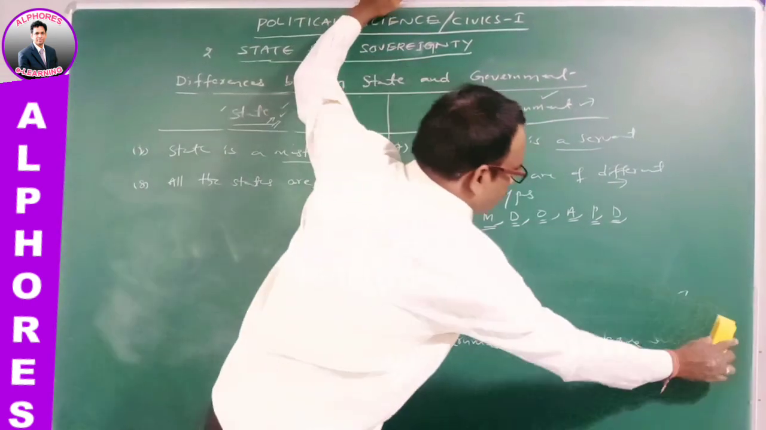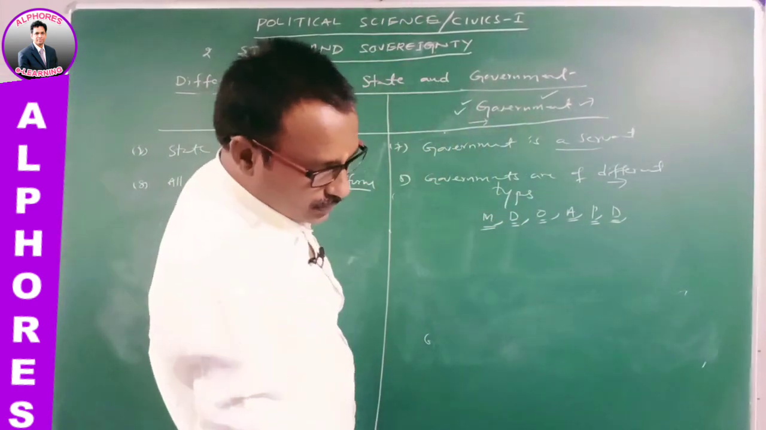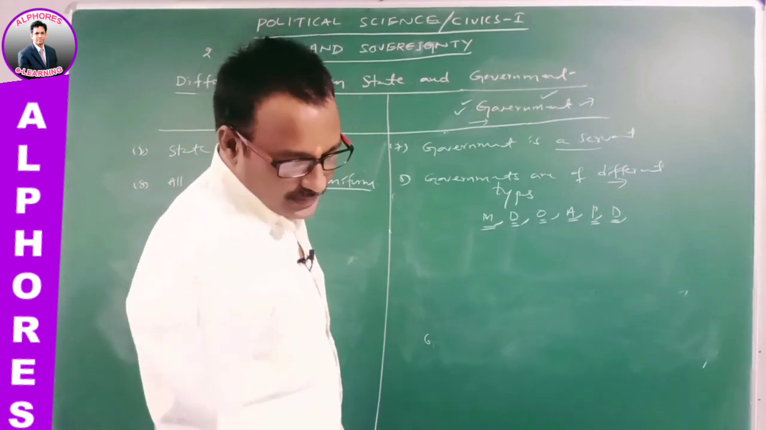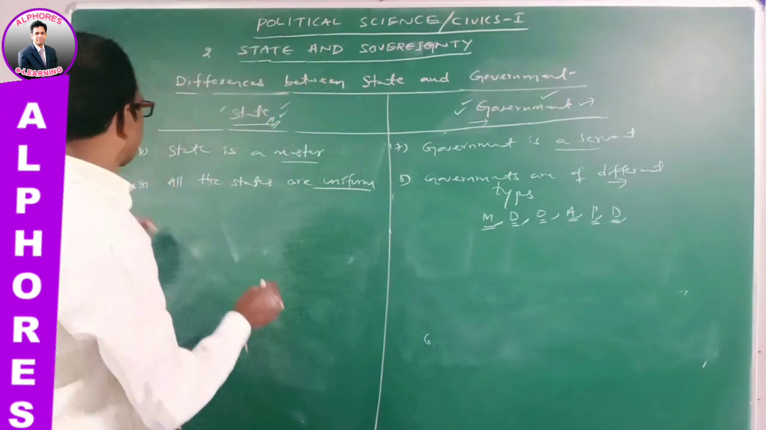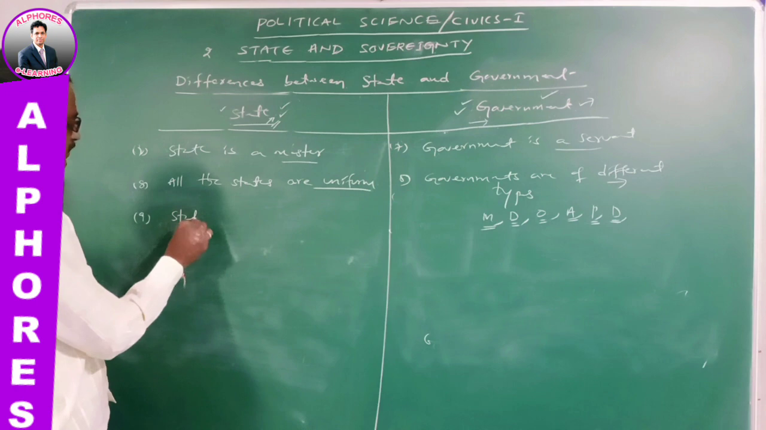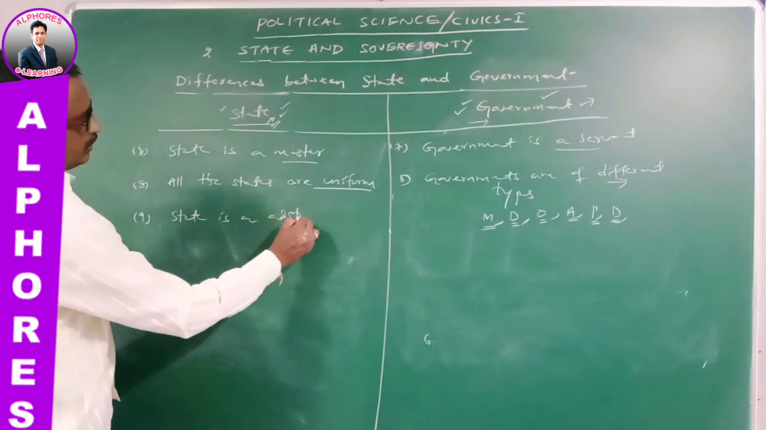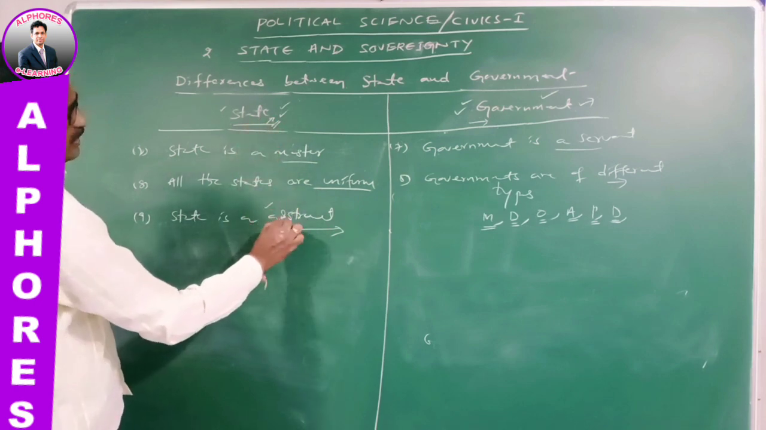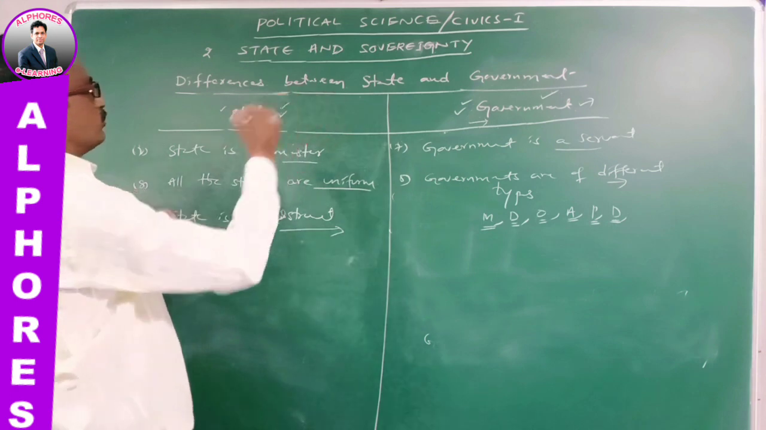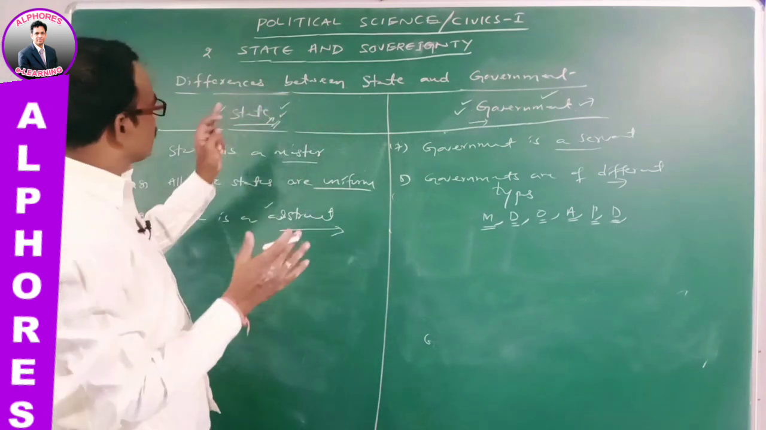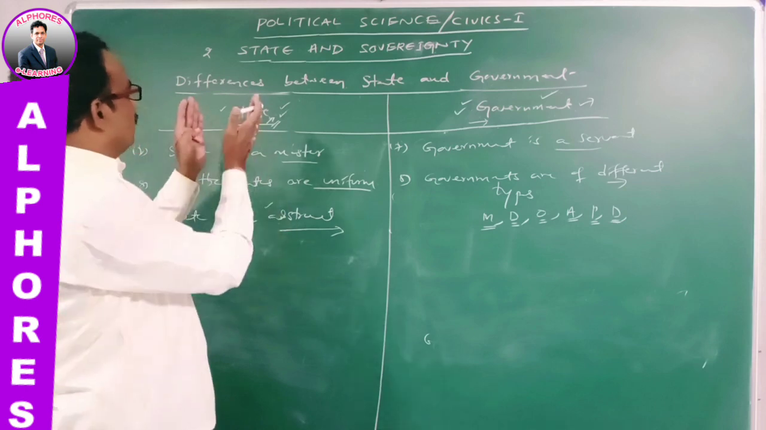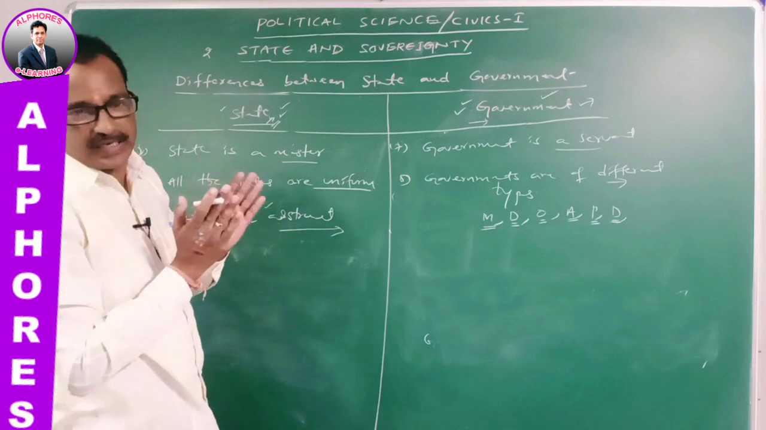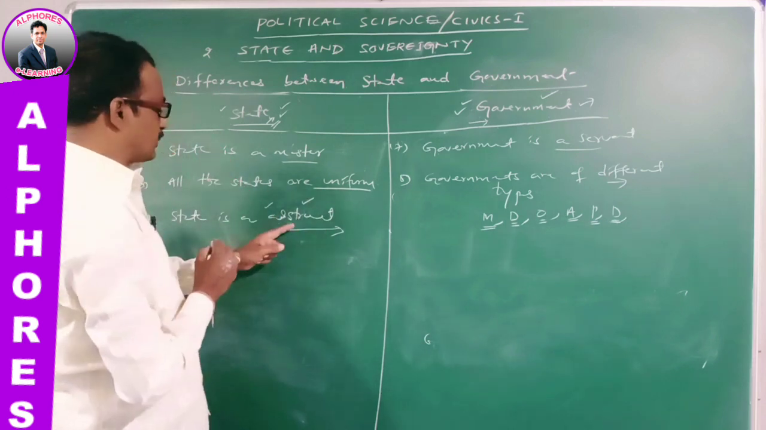Then, state is an abstract thing. State is what type of thing? State is an abstract thing. Abstract means we cannot touch, we cannot see. State does not have physical shape. We cannot see the shape of a state. Yes, we can see a particular state or country on the map only, but it does not have any physical shape. So it is an abstract thing.